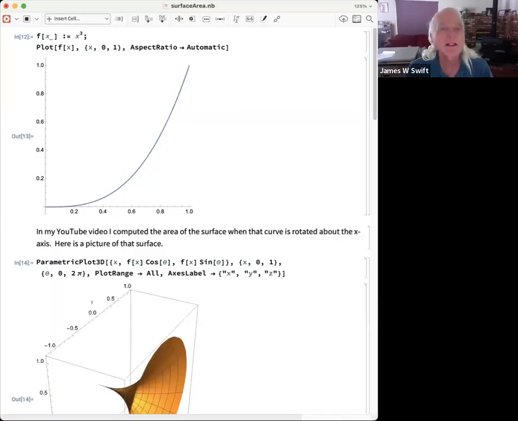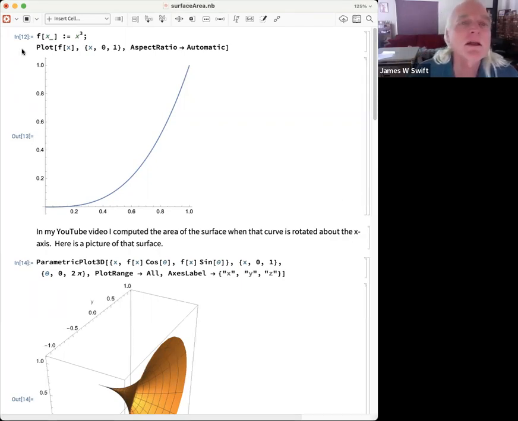Hello, I want to share with you this Mathematica notebook that will plot three-dimensional surfaces. It's really cool, and you can get it free for your own computer. And I'll talk at the end about how you can do that.